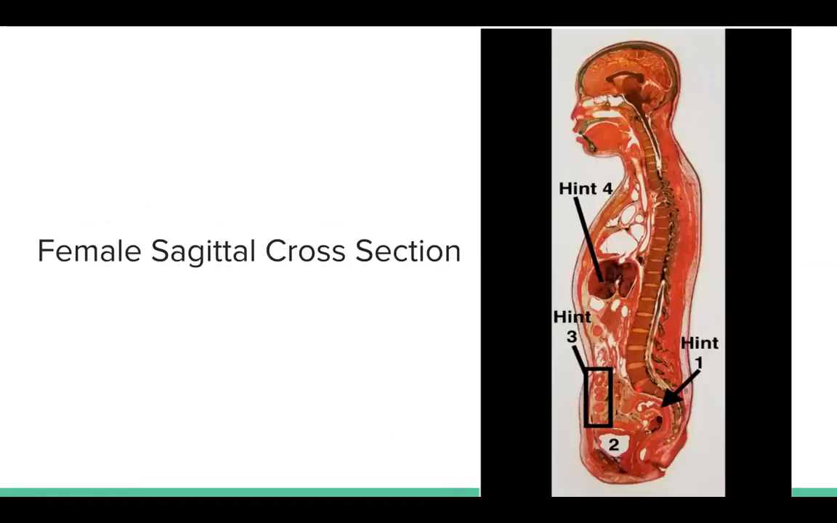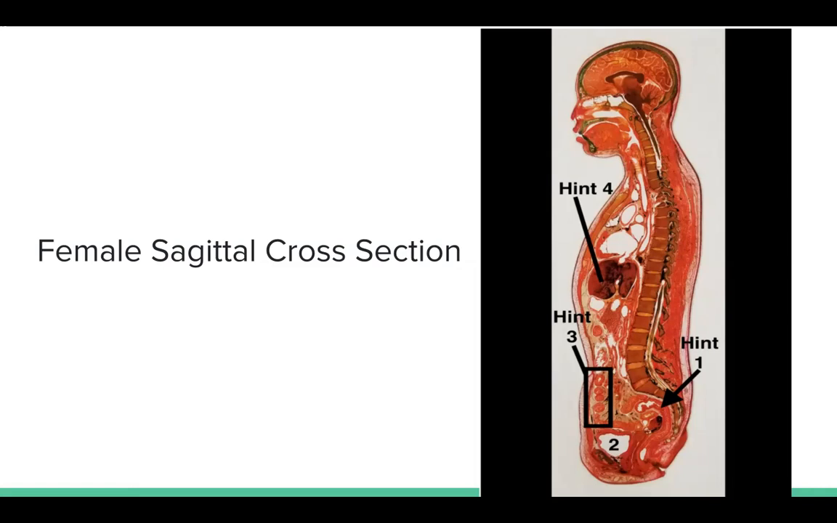This next diagram is a sagittal or longitudinal, meaning side view, cross-section of a female. The large intestine is labeled number 1, and if you follow this structure, it leads to the anus, which makes sense because the function of the large intestine is to store and form feces to eventually be expelled out of the anus. Structure number 2 is the bladder. It's white and is seen as wide open because it needs to be able to be filled with urine.